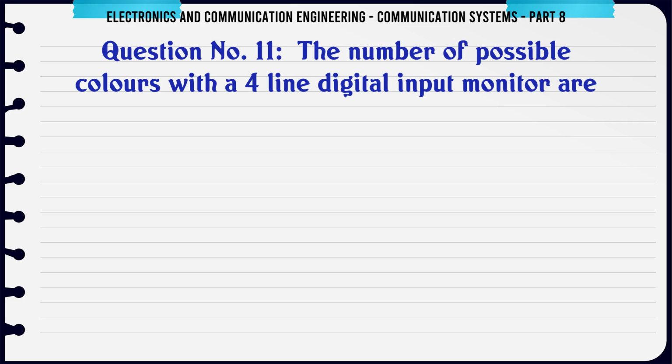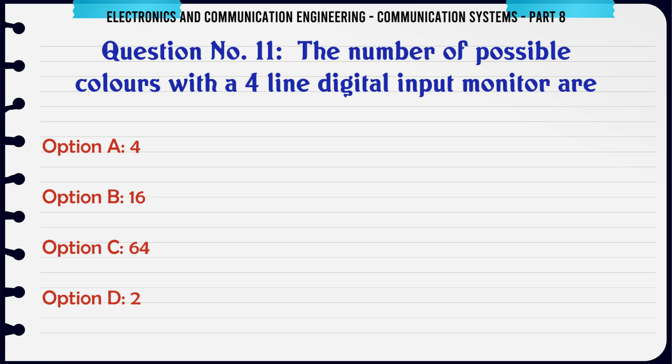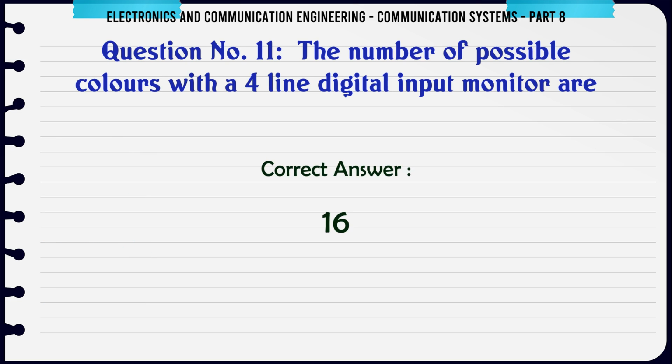The number of possible colors with a 4-line digital input monitor are A. 4, B. 16, C. 64, D. 2. The correct answer is 16.